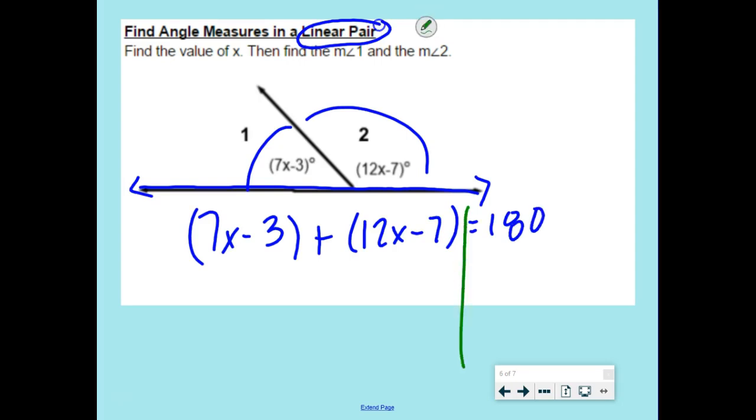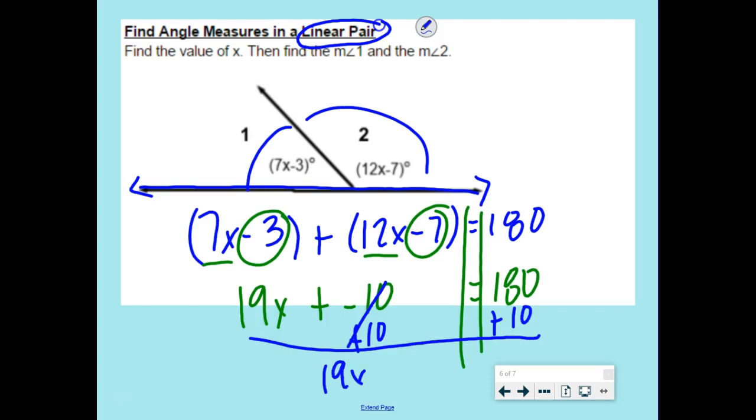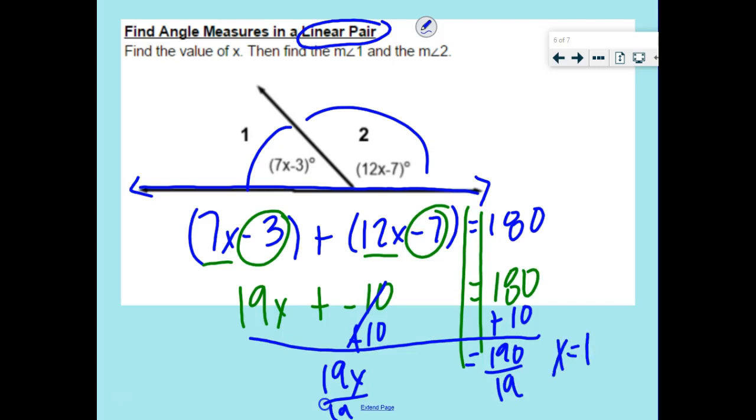Solve this equation. Add your like terms. We have 12x plus 7x is 19x. Negative 3 plus negative 7 would be negative 10, equals 180. Undo the negative 10 with a positive 10. We get 19x equals 190. Divide both sides by 19 to get x by itself, and we get x equals 10.